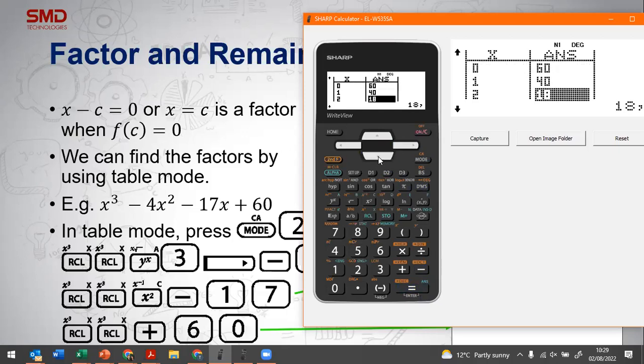So if I scroll down my table, I can see that x is equal to 3. So in other words, my factor is x minus 3. If I scroll some more, I can see my next one is x is equal to 5, or x minus 5 is a factor, is equal to 0. And then if I continue scrolling, I can see that my values are just growing exponentially. So I'm missing one factor.